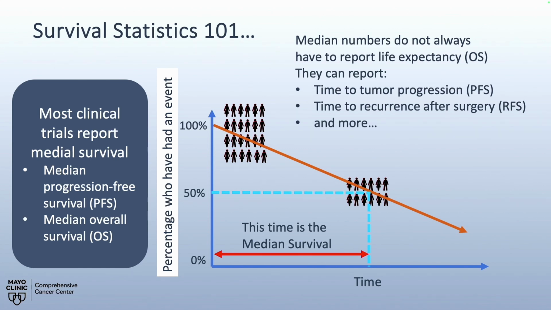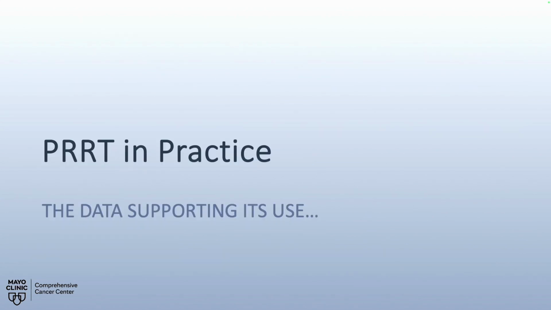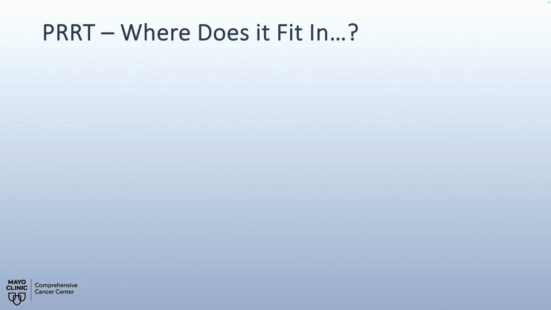So if you think about it, you had 24 patients who all had the pancreatic surgery for a localized tumor, and then at a certain time point, half of them will still be tumor-free, the other half will have had recurrence. Well, that would be the median time to recurrence. The reason I'm showing you this is that these are the metrics we use when we assess the outcomes of clinical trials. So let's talk about some clinical trials. But first, let's talk about where PRRT might fit in.